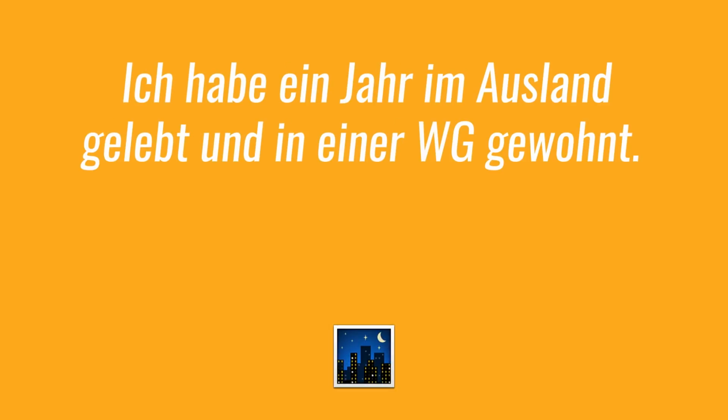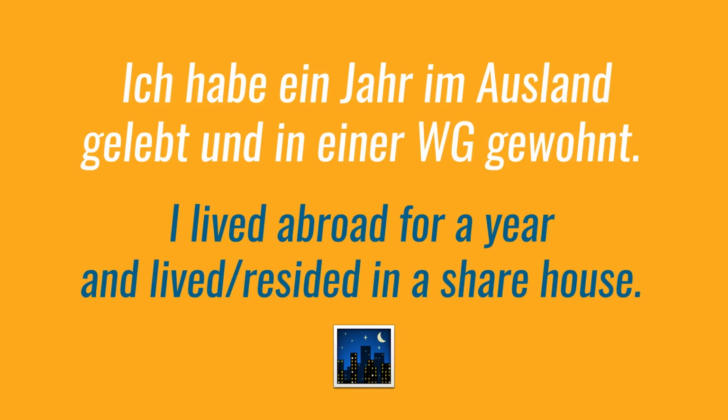Here is a sentence that uses both leben and wohnen. Ich habe ein Jahr im Ausland gelebt und in einer WG gewohnt. This means I lived abroad for a year and resided in a share house.